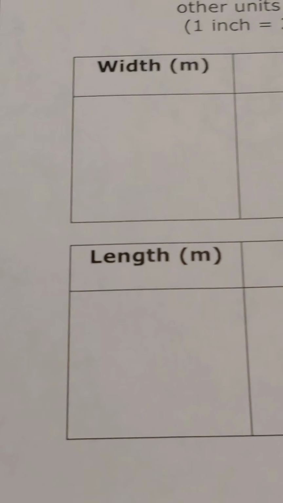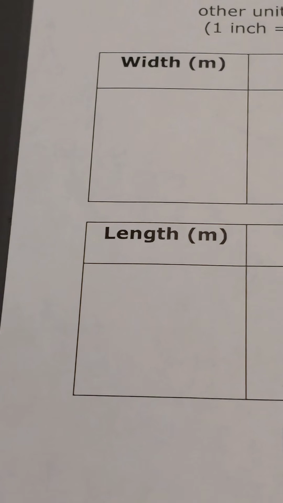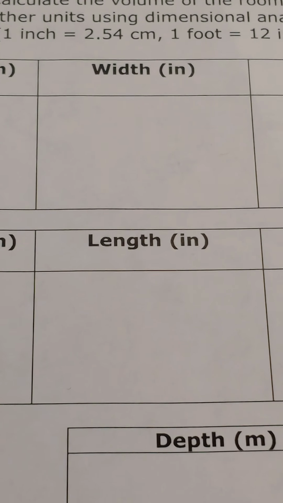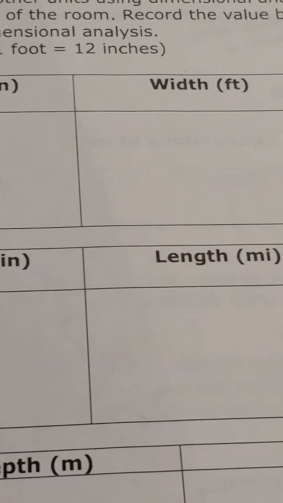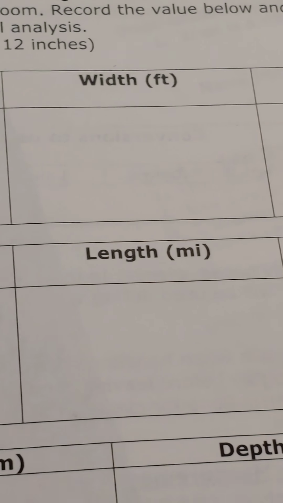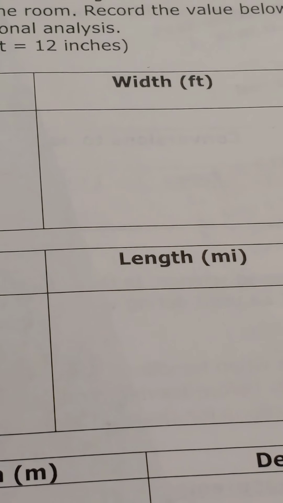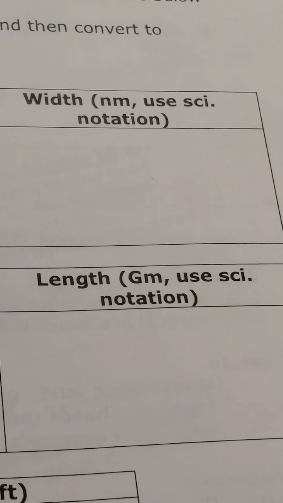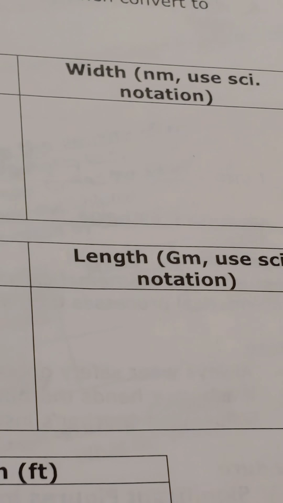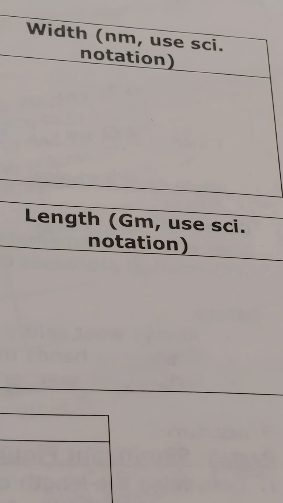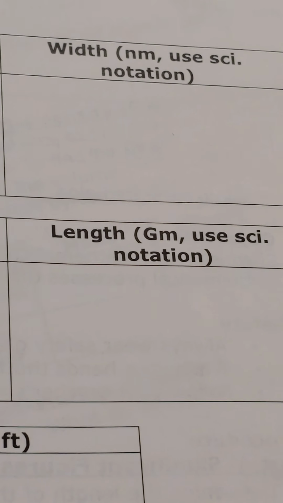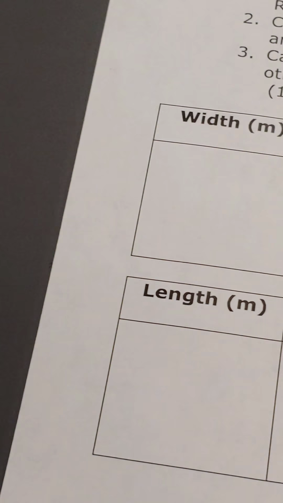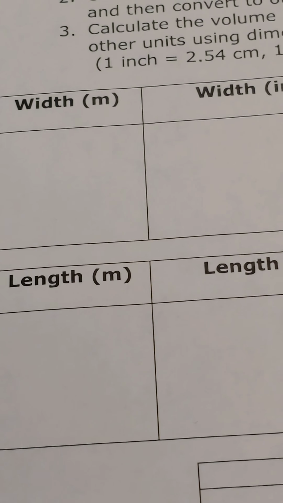And so now I'm going to go ahead and measure the width in meters and the length in meters. Both of those measurements you'll then have to convert into inches. From inches you would then convert into feet. This one you'd convert into miles. And then the width, you're going to convert into nanometers. And the length you're going to convert into gigameters, right? So we'll explain those in a little bit, but I'm going to go ahead and measure out the length and then the width of this room.